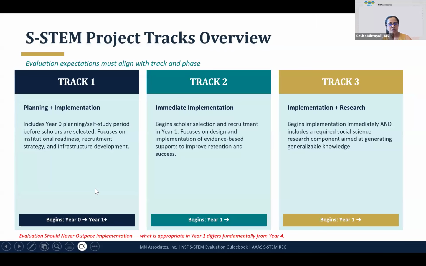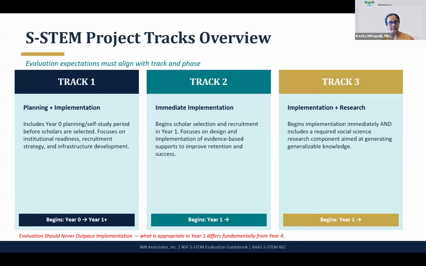All right. So the evaluation expectations must align with track and phase. That's the bottom line here. So 3 tracks, 3 starting points. Essentially, the guidebook talks about the 3 tracks, how they are starting, and what the various things are that are overlapping, and sometimes they are concurrent, and sometimes they are sequential in each of the tracks. We will be talking about this quite a bit today.